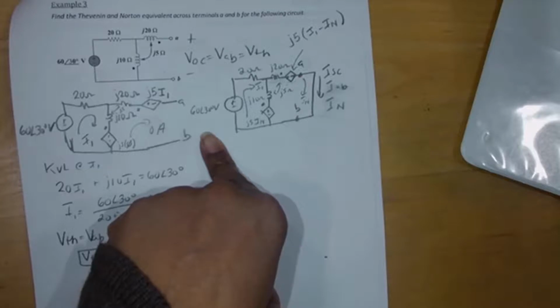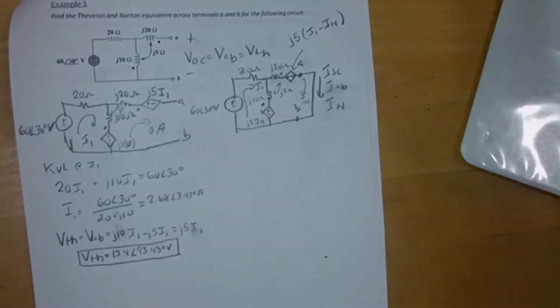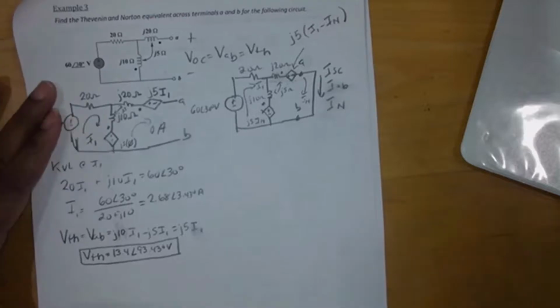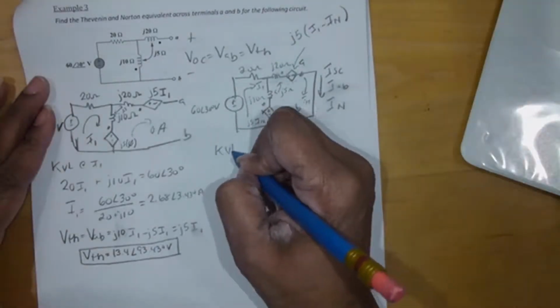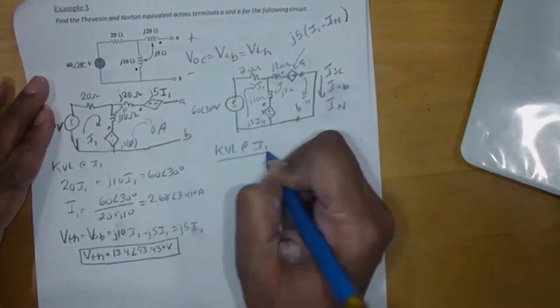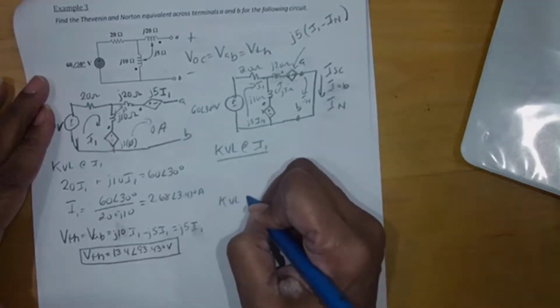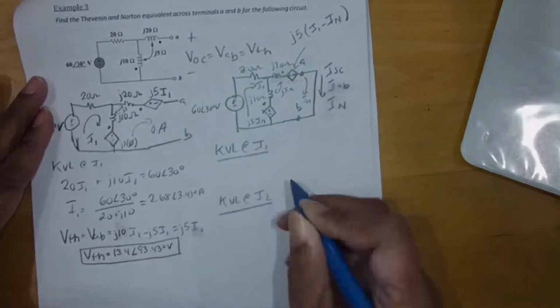Good, Noah? Other questions? All right, so just like we did before, we're going to write a KVL equation at I1 and a KVL equation at I2.